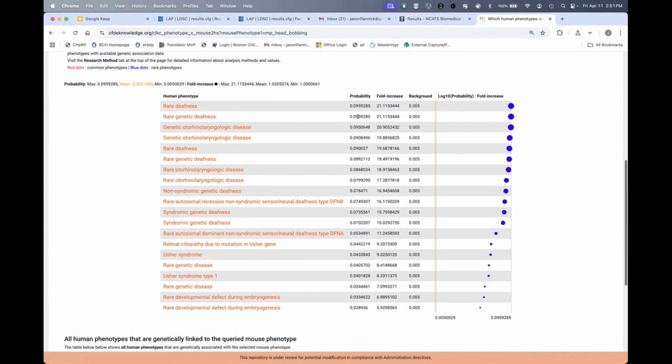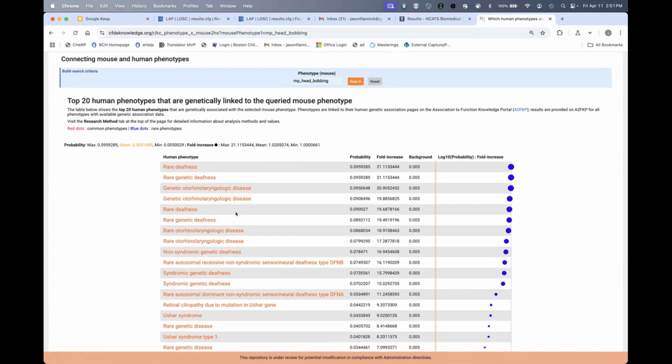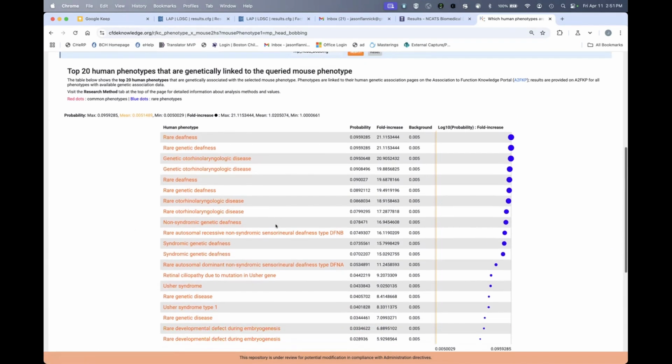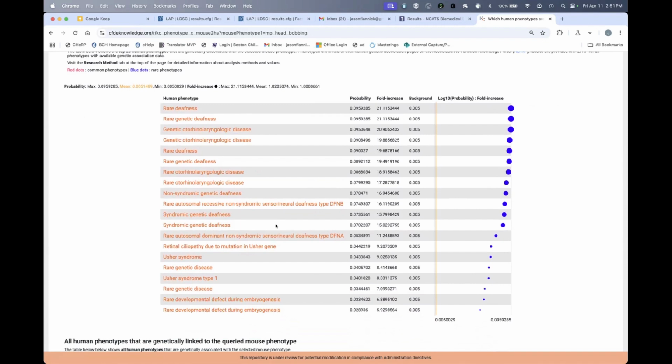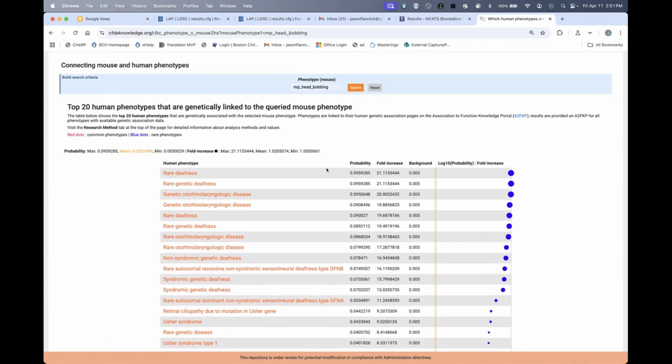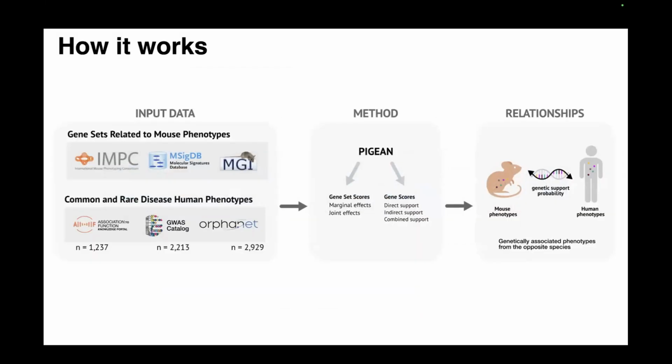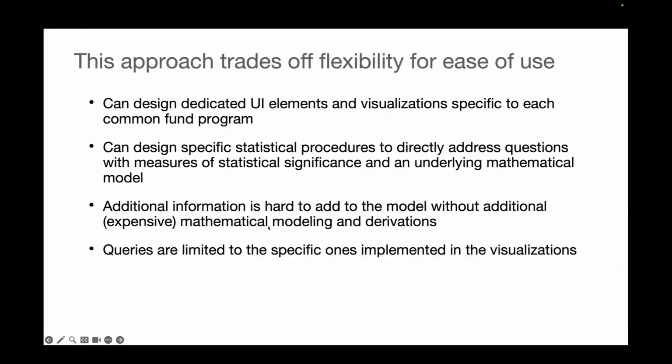So, I typed in head bobbing, and rare deafness is linked. So a lot of deafness diseases. But I think if you look further down, you'll see something related to a bone disease or something. So some things are surprising, some things are confirmatory, but again, something that we're trying to think about targeting a much more narrow user group in terms of applications of these types of methods.